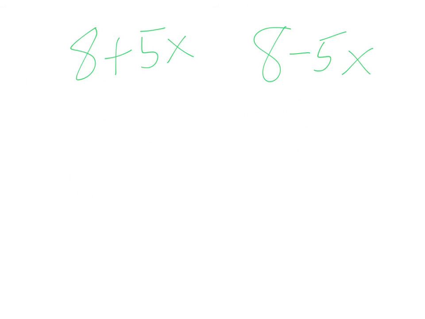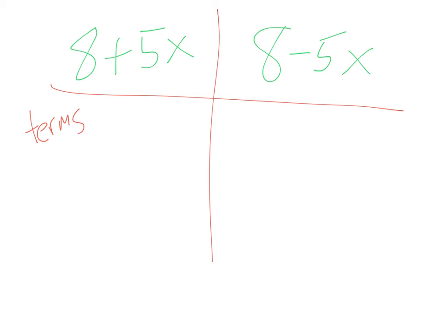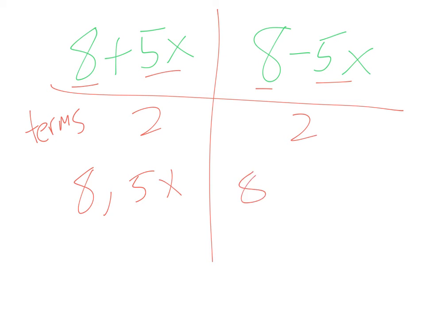So let's compare these two expressions. You have 8 plus 5x and 8 minus 5x. So let's just look at like your terms. How many terms does each one have? Well, this one has 2, 8 and 5x, and this one has 2, 8 and 5x. So the terms are actually both 8 and 5x. Okay, so the number of terms and the terms themselves are both the same.